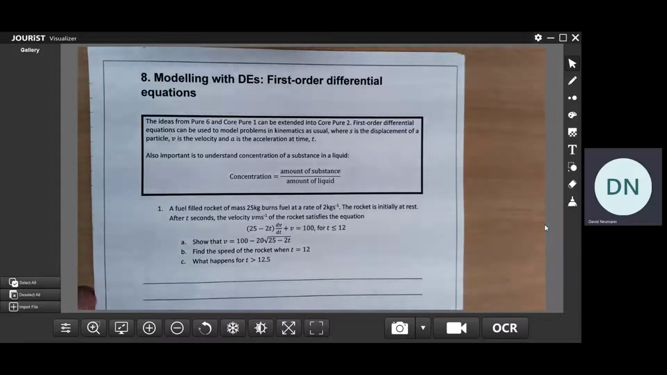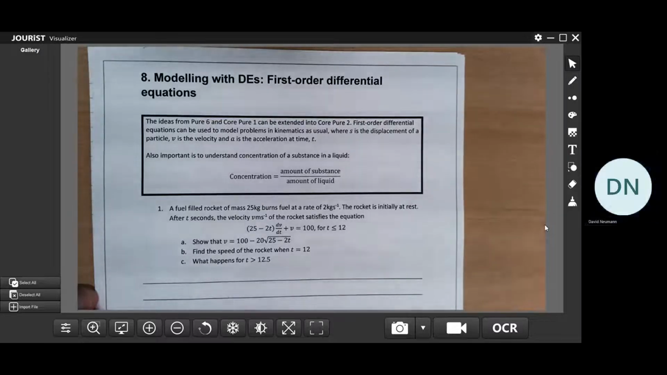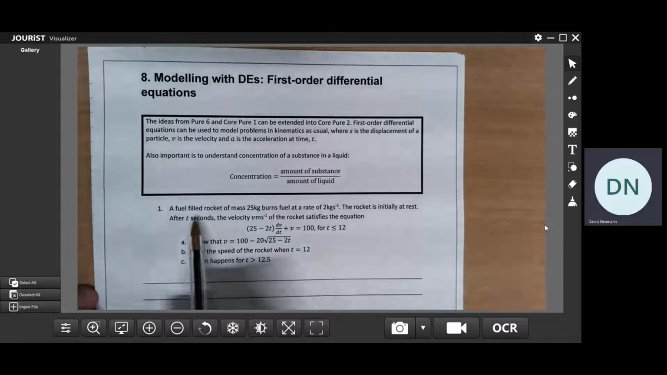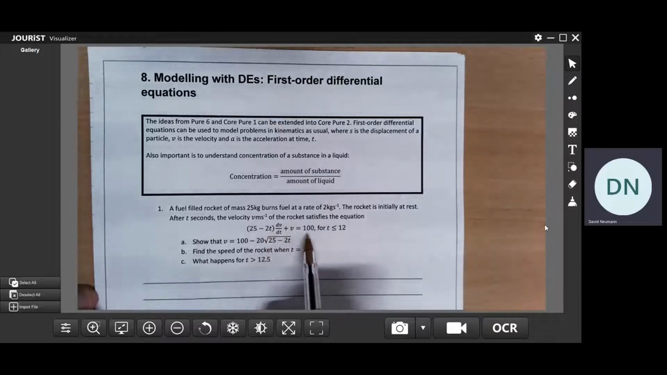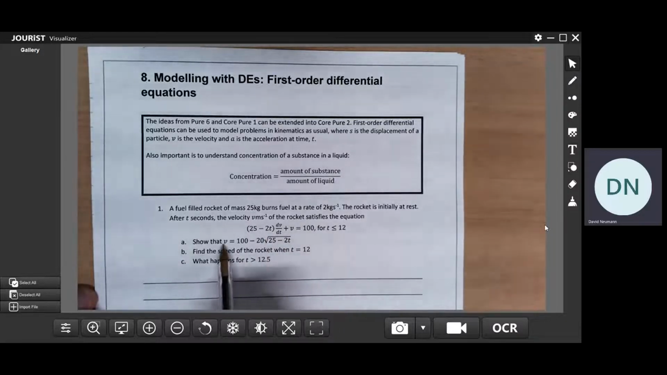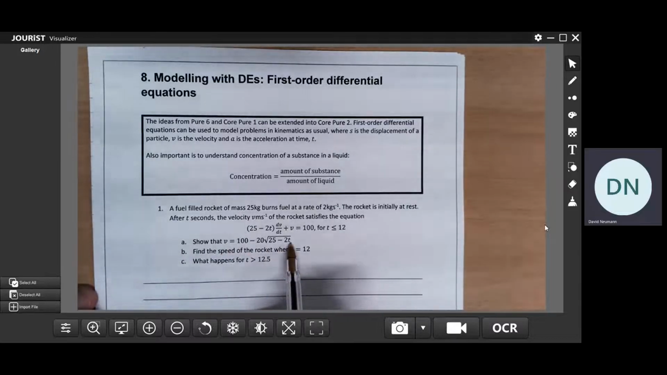We've got two examples in our course workbook, so we're going to go through those. The first one, we're given a differential equation. So we've got a rocket burning fuel, and we're given an equation involving the velocity and time. We've got to show that V is this expression here. So effectively, part A is asking us to solve this differential equation. And then we're going to use what we found in B and in C.